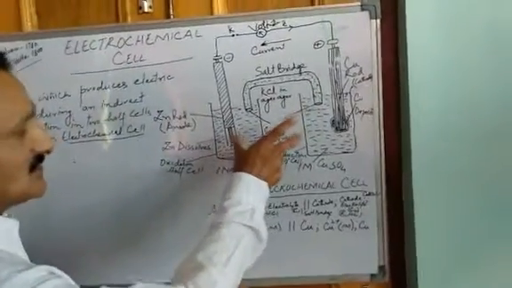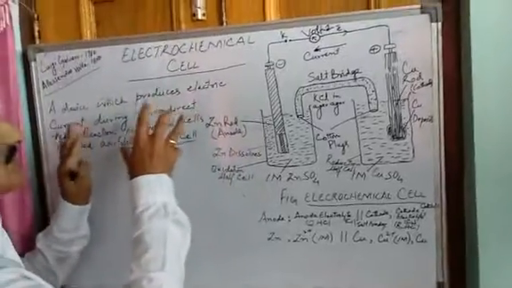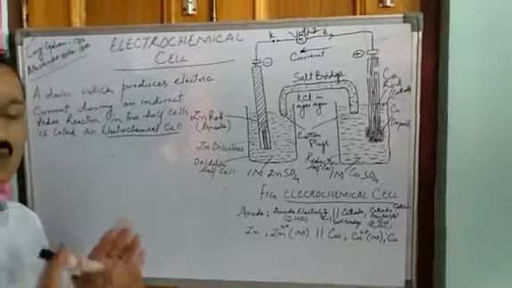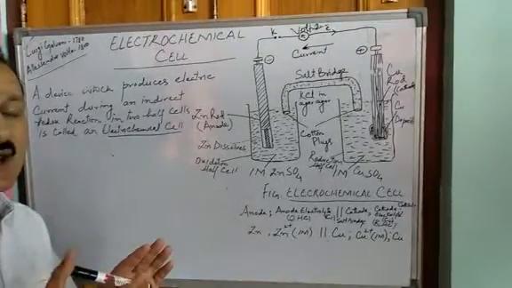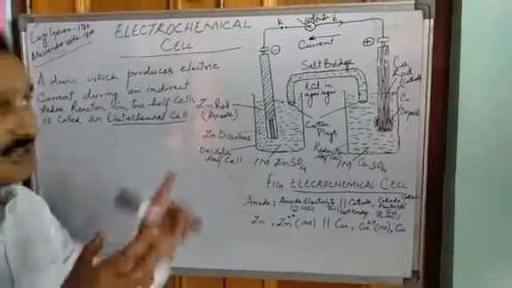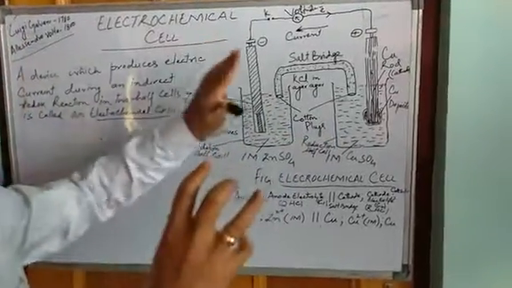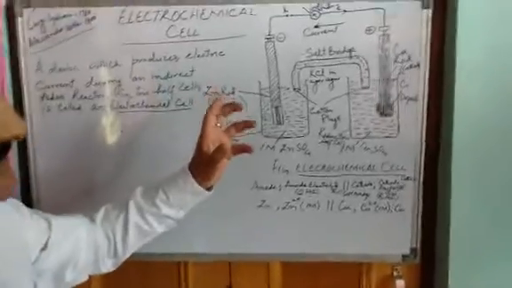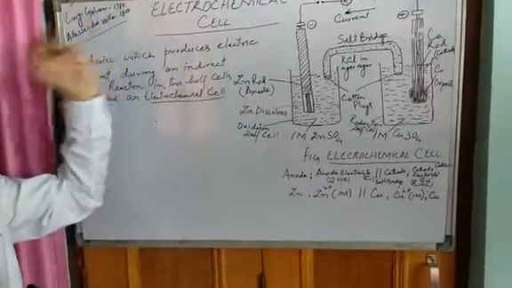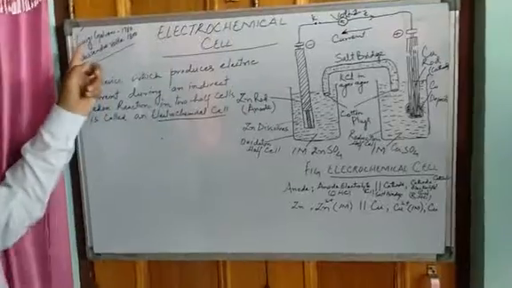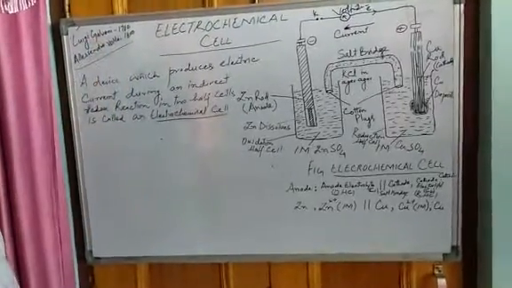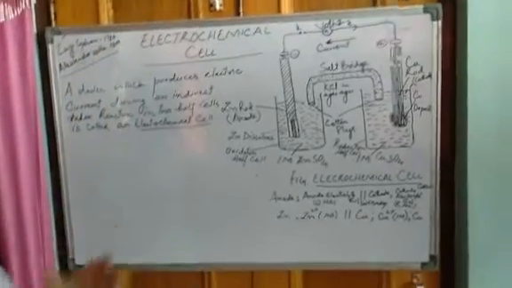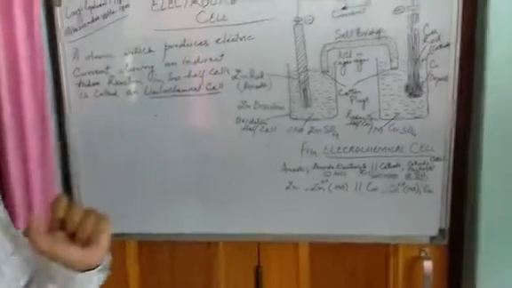I will come to its construction later on, but first let us go to its definition once more. Your electrochemical cell is a device which produces electric current during an indirect redox reaction in two half cells of this instrument. This cell was first produced by two scientists separately. First it was Luigi Galvani in 1780 and then Alessandro Volta in 1800. They produced this cell for the first time.